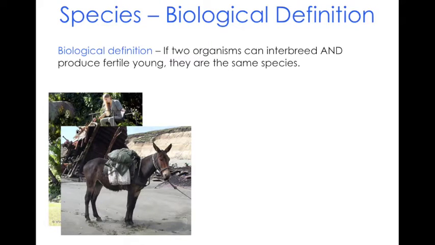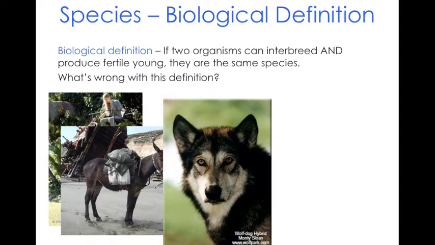Mules, horses and donkeys breeding together form mules, also infertile, so it's a bit easier to tell them apart. But you can see that it can be a bit confusing, because in some situations the hybrids can actually be fertile.